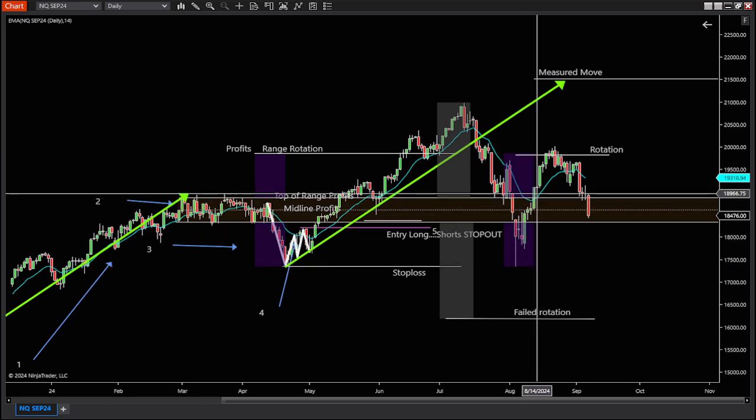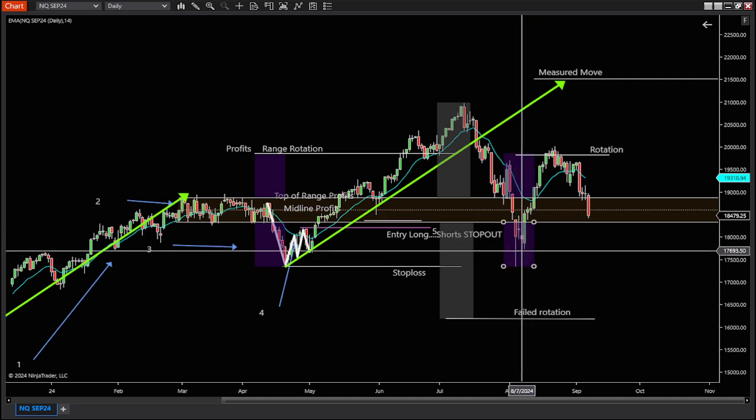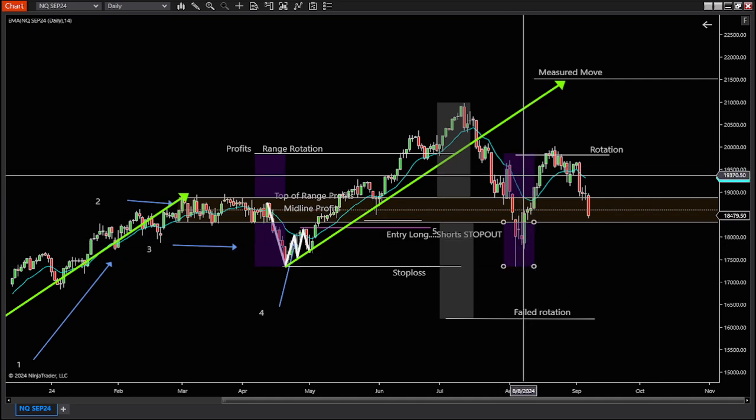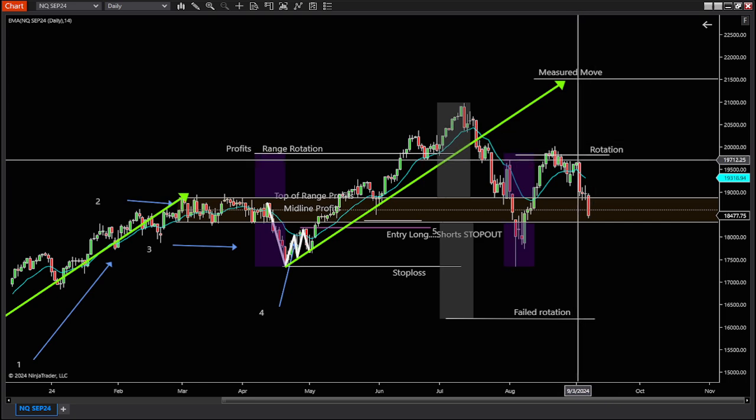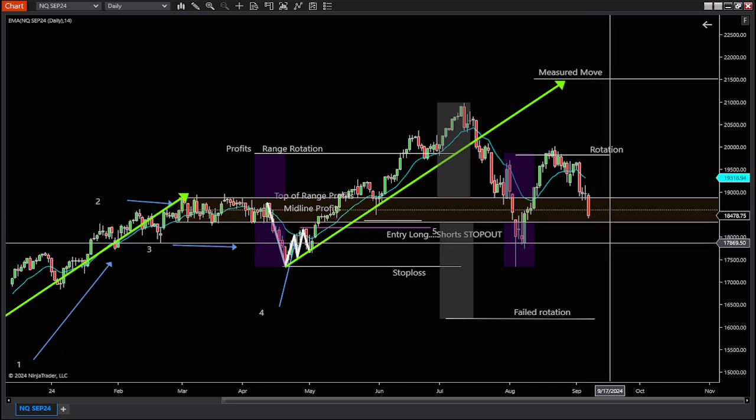Broke above. Now that we're doing that, let's look for more targets. Copy the range rotation below, put it above the range. Profits. Rotate back into the range. Now we sit on our hands. That's what I'm doing. Haven't traded since this morning. I'm sitting on my hands. I'm letting this play out. I'm going to wait for the market to show the next move. But for me, at the moment, this setup's pretty much done.